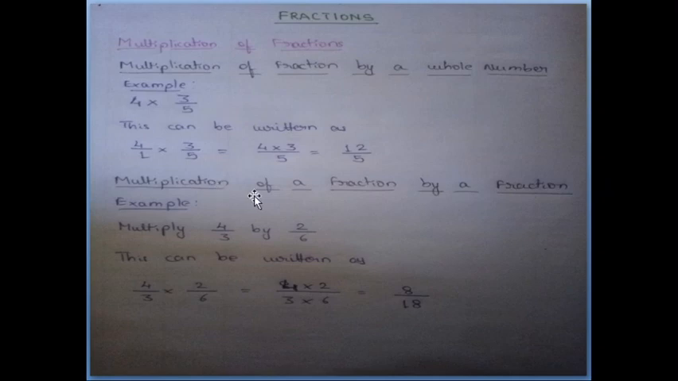Then next, multiplication of a fraction by a fraction. When two fractions are given, how do we perform the multiplication? For example, multiply 4 by 3 by 2 by 6. This can be written as 4 by 3 into 2 by 6. Here also we will multiply the numerator with the numerator and the denominator with the denominator. Here 4 and 2 are the numerators, 3 and 6 are the denominators. That equals 4 into 2 divided by 3 into 6, which is 8 by 18, because 4 into 2 is 8 and 3 into 6 is 18.